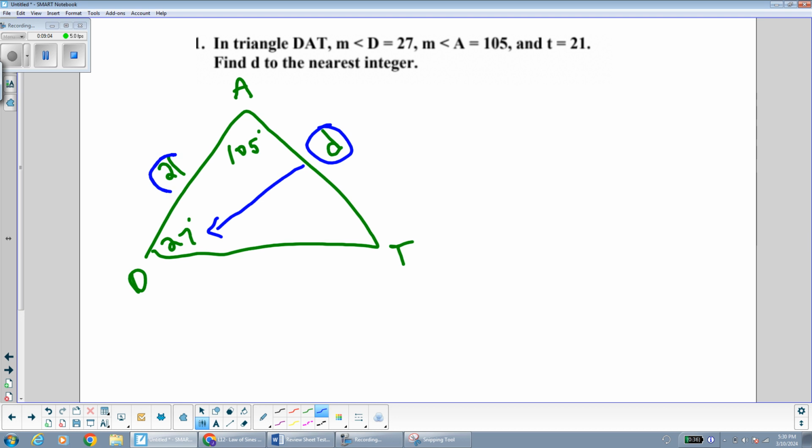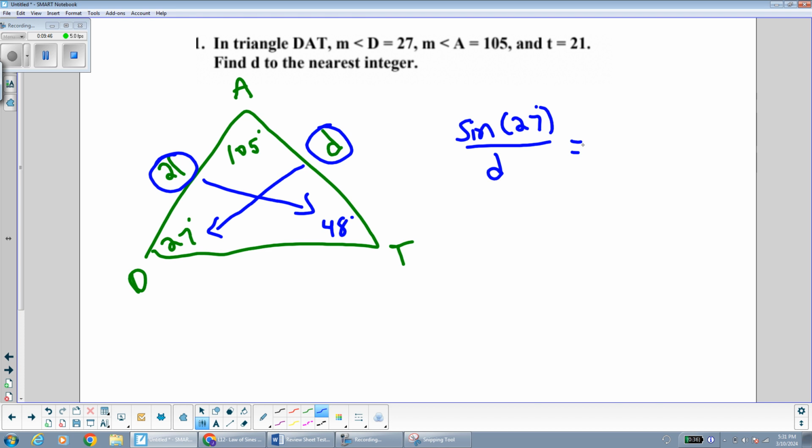The other side I have information about is 21, but I need the angle across from it, which I don't have. But luckily, I have the two other angles of the triangle, 105 and 27. And if I add them together, that makes 132. If I subtract that from 180, because all angles of any triangle add to 180, 180 minus 132 is 48 degrees. So now I can set up sine of one angle. I'm going to use the 27-degree angle first over the side across from it. And I want to solve for side D. So I definitely want that to be in my proportion.